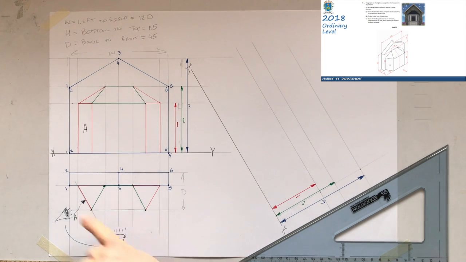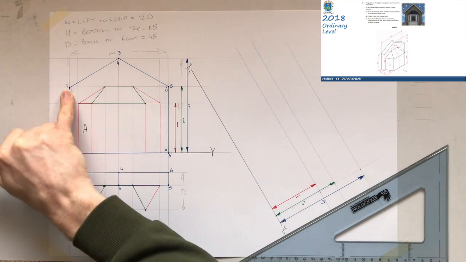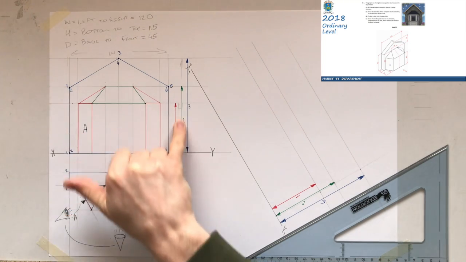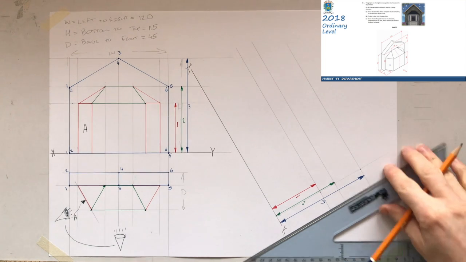So what we're going to look at is, if we want to find point 1, where is it? Well, look straight above it. It's on the ground line, our XY line. Followed up, it's also on our green height 2 line. So we can use that information when we're looking at this auxiliary. So we're going to go ahead and do that.